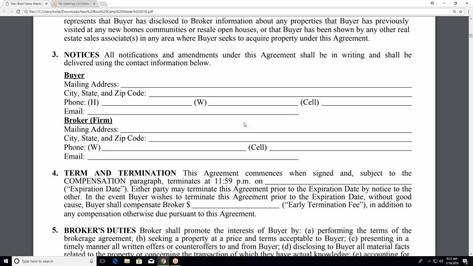The agreement commences when signed and, subject to the paragraph, terminates blank. Either party may terminate this agreement prior to the expiration date by notice to the other party. So there's no dates in there. They've taken that date away. In the event buyer wishes to terminate the agreement prior to the expiration date without good cause, buyer shall compensate the broker blank dollars, early termination fee, in addition to any compensation otherwise due pursuant to this agreement. Okay, so I guess they've taken that out. I don't know why. My guess would be because people didn't know what number to put in there.